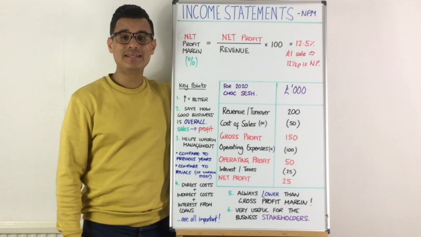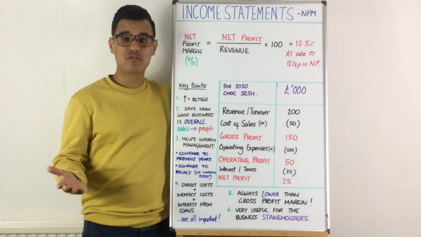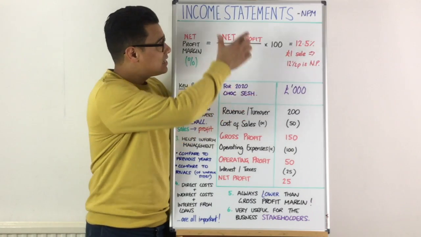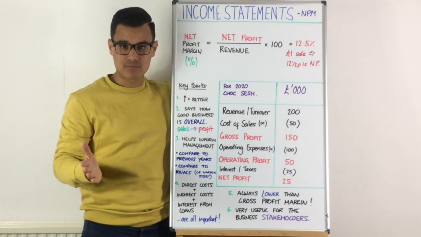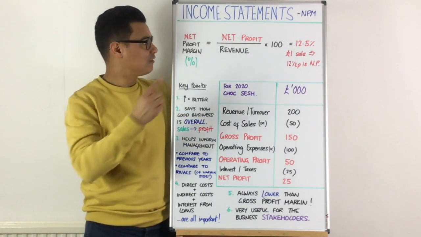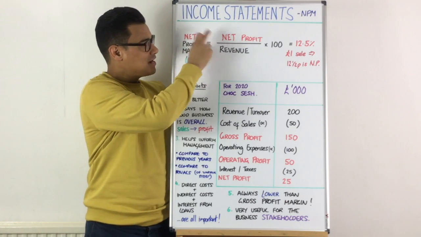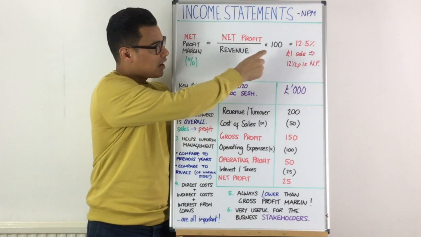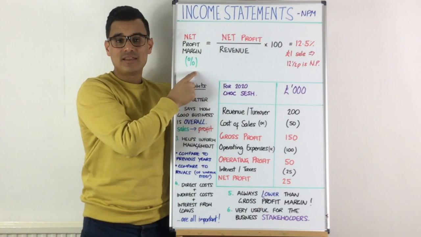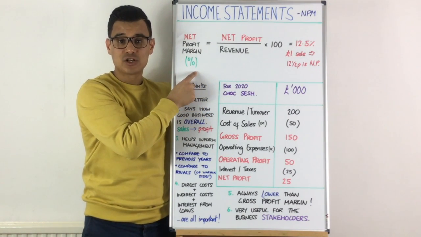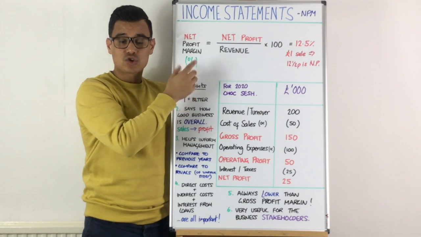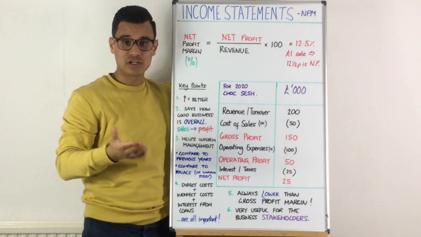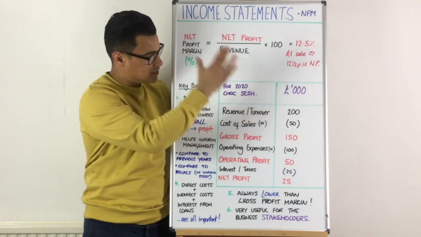Have a sesh on net profit margin. So net profit margin, NPM, is found on the income statement. So important. And the formula for net profit margin is net profit divided by your revenue times by 100, because the answer will be in a percentage form. So let's try and calculate the net profit margin for Chopsesh in 2020.